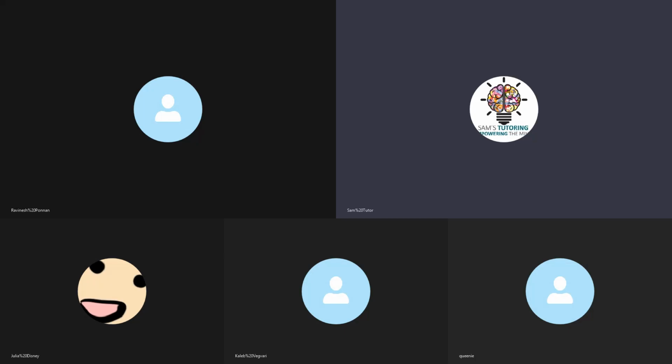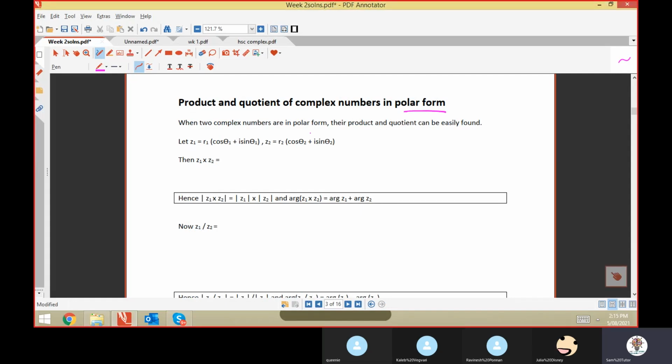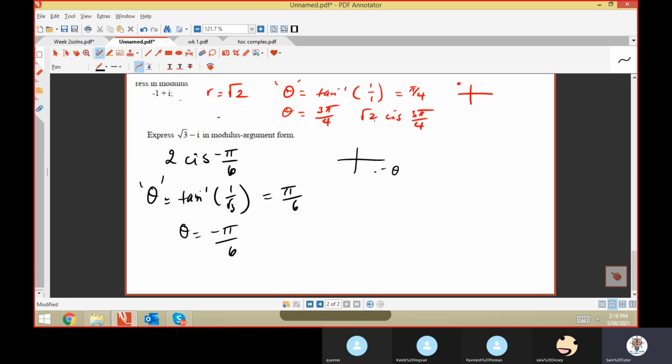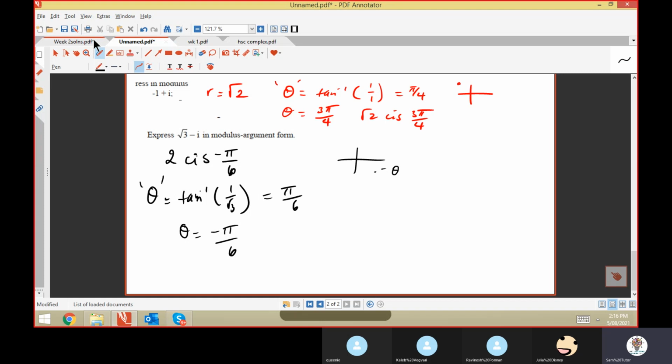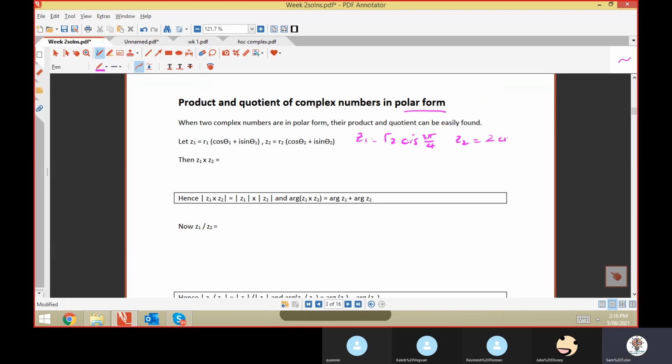Okay, so if we've got things in polar form, when two complex numbers are in polar form, their product and quotient can actually be found quite easily. So if we've got one complex number written like this and another one written like this, let's just use the example we just did. Z1 is root 2 cis 3 pi on 4, and Z2 is another one, which we will choose: 2 cis negative pi on 6.